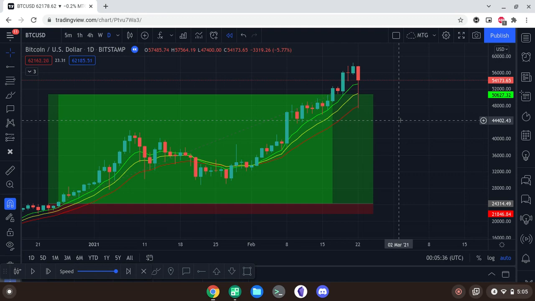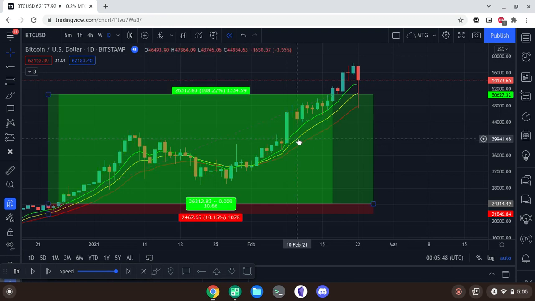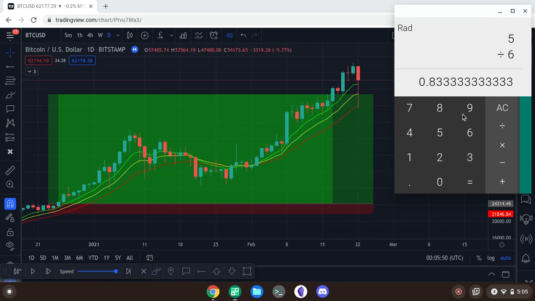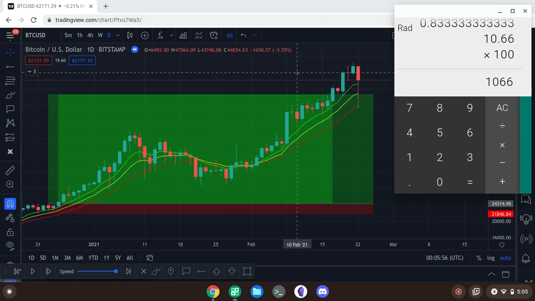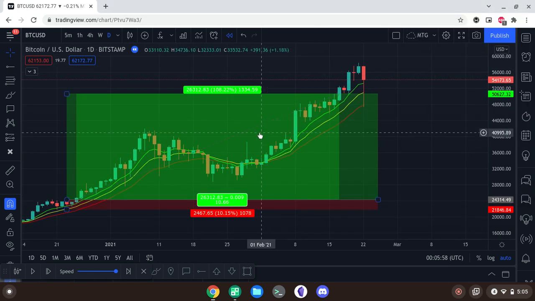Now, if we had just a small $10,000 account and we were only risking 1% per trade, that means if we were wrong in this trade, we would have lost $100, right? But since we were right, we made 10.66 times $100. We made $1,066 on just this one trade. And all we had to do was trail our stop loss up underneath that most recent low as we were making new highs.